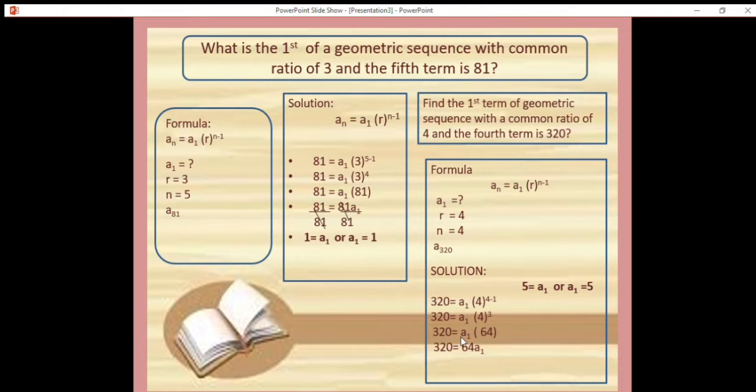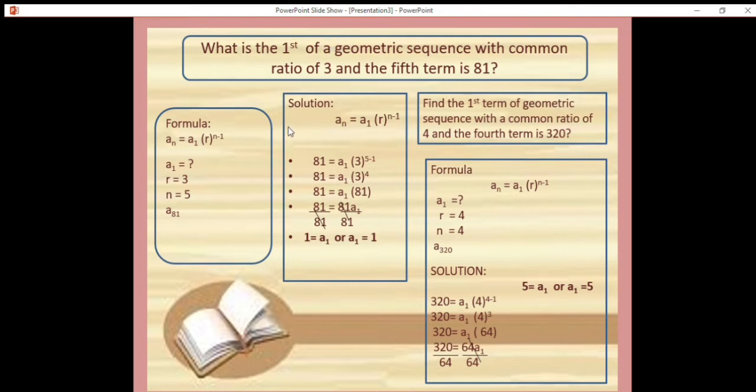Now, paano matira yung a sub 1? We need to divide both sides by 64. So, cancel out the 64. So, a sub 1 na lang yung natira. So, 320 divided by 64 is equal to 5. So, our a sub 1 is equal to 5. That is the solution on how to find the first term or the a sub 1.